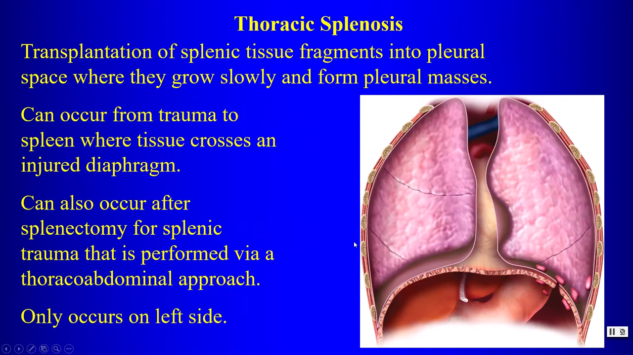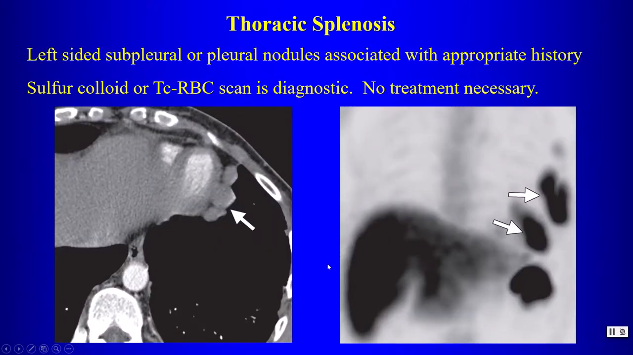So thoracic splenosis, this occurs in patients who have a history of trauma. So these patients have had injury to the spleen, injury to the diaphragm. So the shattered spleen, fragments of the spleen go through the injured diaphragm and implant within the pleural space. When the spleen is removed, then these implants can grow and that gives you thoracic splenosis. This only occurs on the left side.